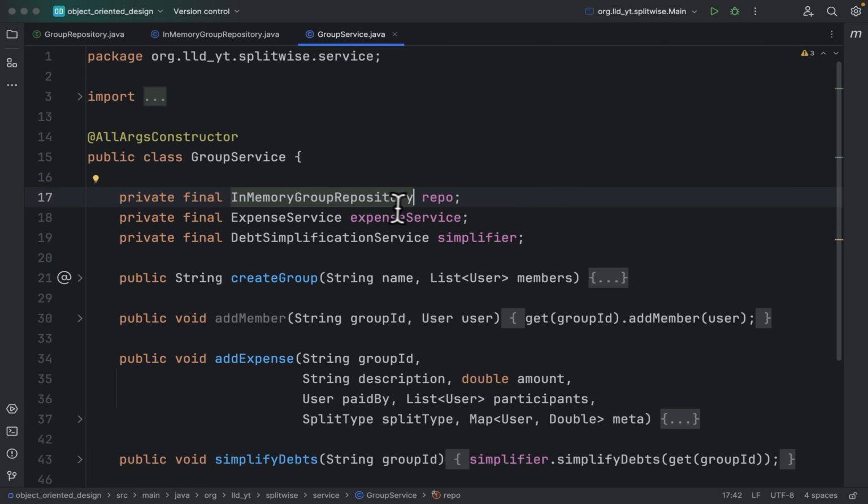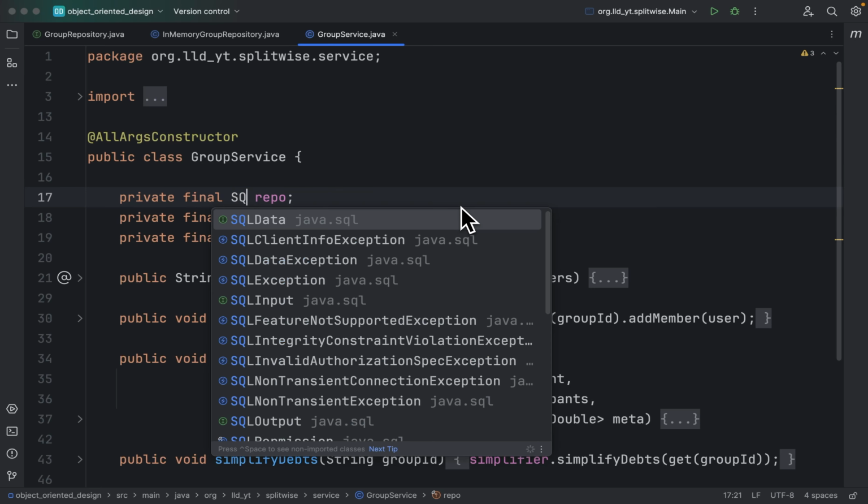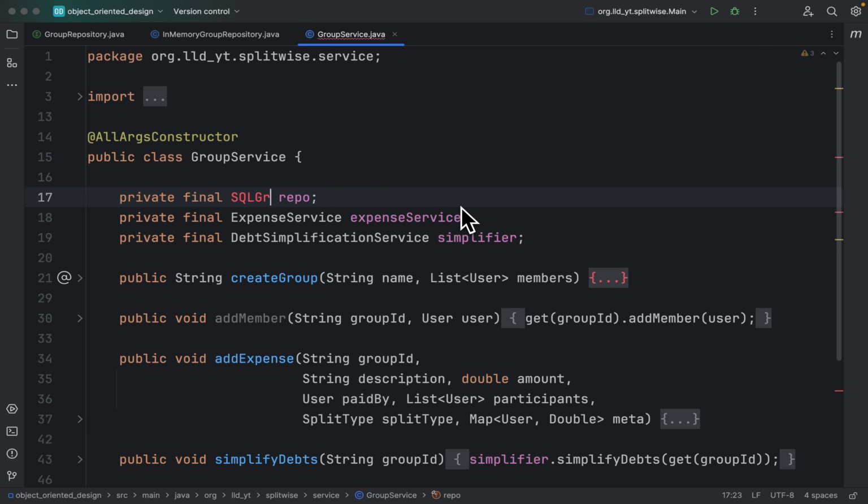So in that case, if in future you decide to move from in-memory database to SQL database, you would have to come over here and write something like SQL group repository, right? And it means that you would be modifying this class. So that is a clear violation of the SOLID principle.